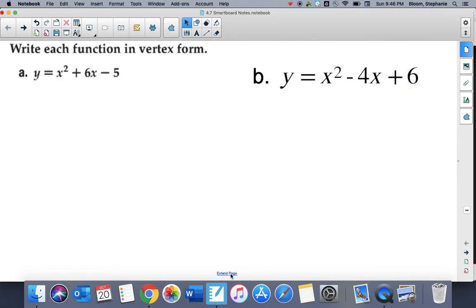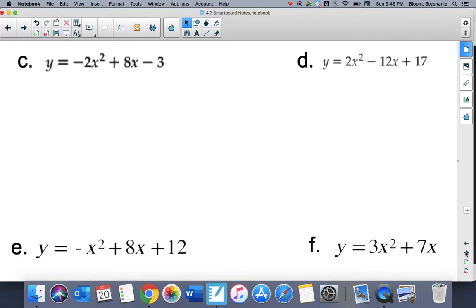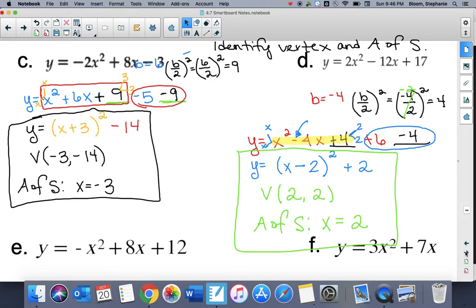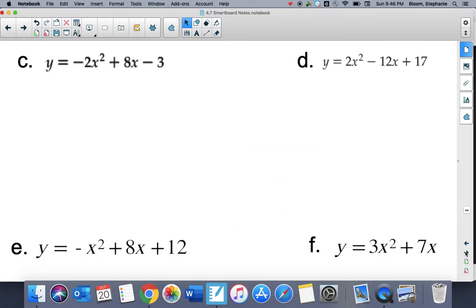Let's try the next example. So let's look at C. So let me erase. Okay, so for C, let's write down what our B is. So our B value is positive 8. Our B is positive 8. And so when, oh, sorry, I did something wrong here. So let me show you this. Let me erase that.